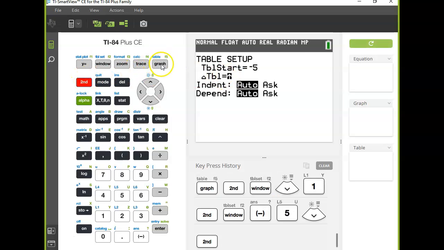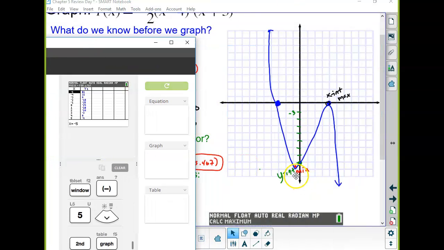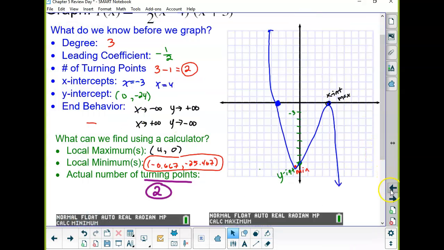But then go second table, and look at, I start at -5. My x values go up by 1. And here are all the points that if I really wanted to, I could take and plot all of those points on my graph, and that would give me even more accuracy. But notice, it only has whole numbers or friendly numbers. It doesn't have the minimum on there. That's the one point that I wouldn't have. So it's important to also know how to use your max and min.